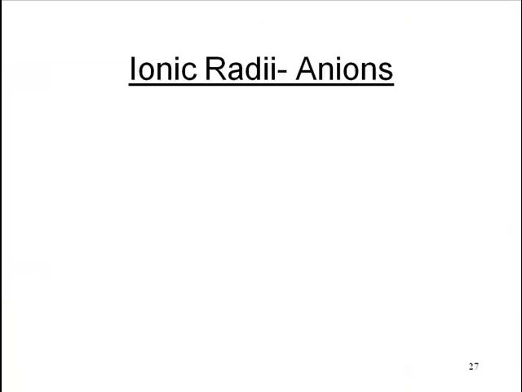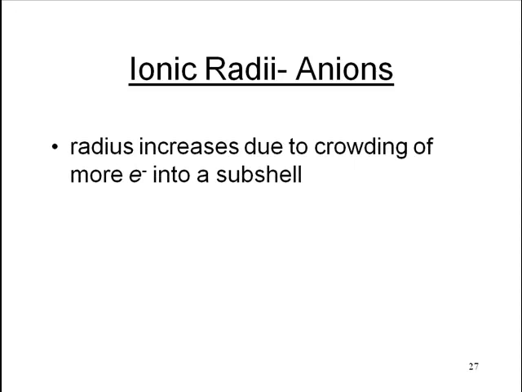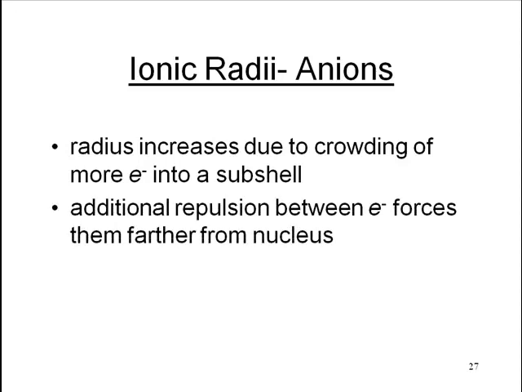So ionic radii for anions. Now if you're gaining electrons, what happens here? The radius increases due to crowding of more electrons into a subshell. The additional repulsion between electrons forces them further from the nucleus because you've got more electrons in there, and you don't have those extra protons, right?